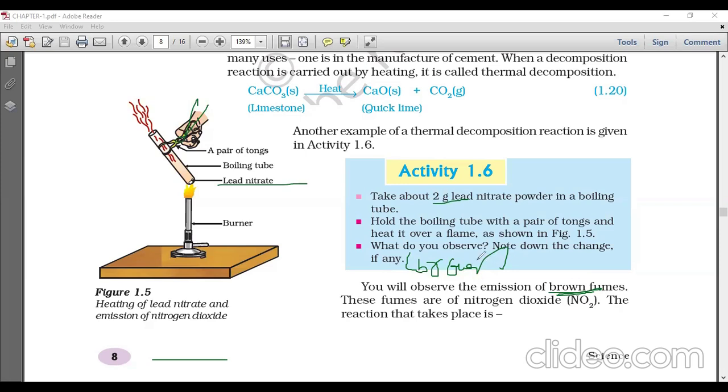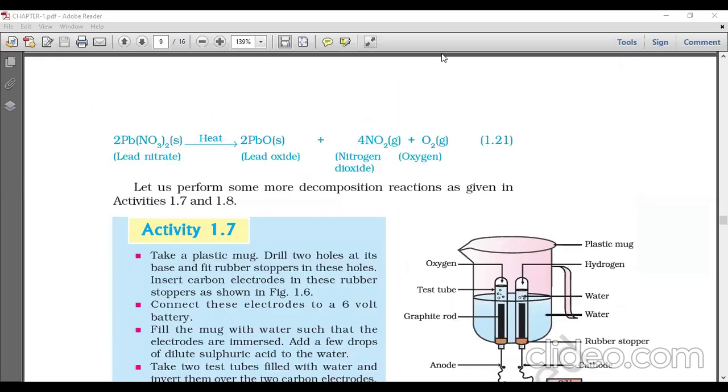This brown color which comes is lead oxide, and also it gives a pungent smell. That smell will be very strong, of nitrogen, because it evolves nitrogen dioxide gas. This nitrogen dioxide gas will be very strong. So it gives the pungent smell in this reaction. This is also an example of a decomposition reaction.